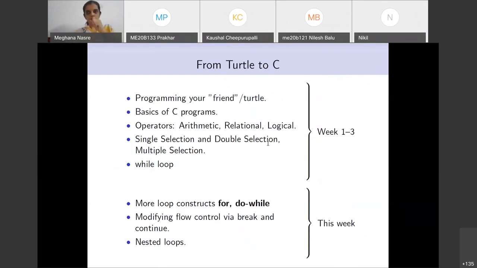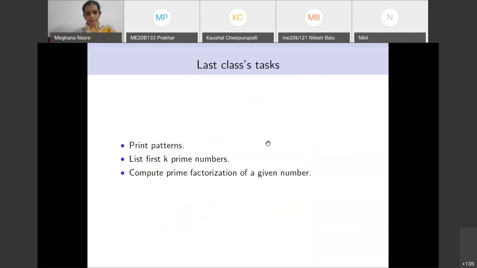In the last class we looked at examples where nested loops were required, and we used nested loops to print patterns, then print out the first k prime numbers. In the last part of the class we were looking at a particular question where, given an input integer n, we want to print out the prime factorization of that integer. So we started with that question.